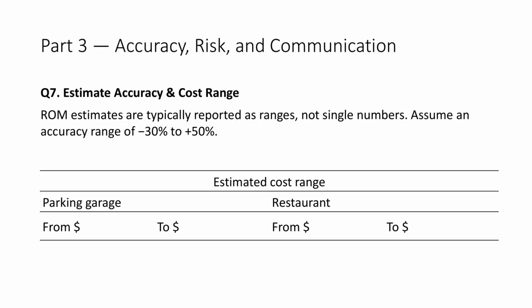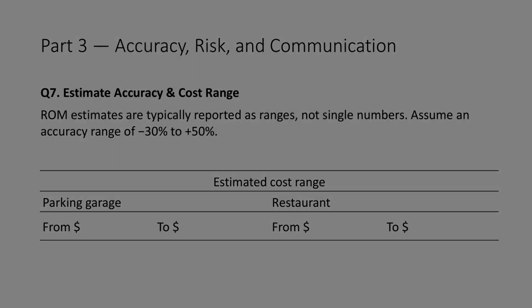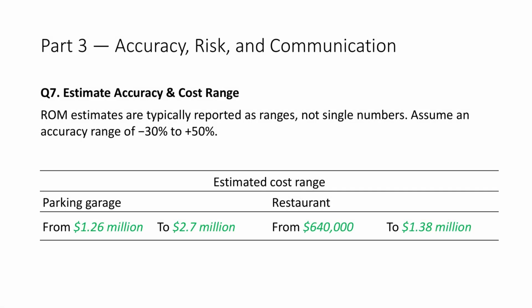Assume an accuracy range of -30% to +50%. Find the estimated cost range. At the ROM stage, estimates are always expressed as ranges, not single numbers. We apply a typical -30 to +50% accuracy band to our reconciled point estimates.